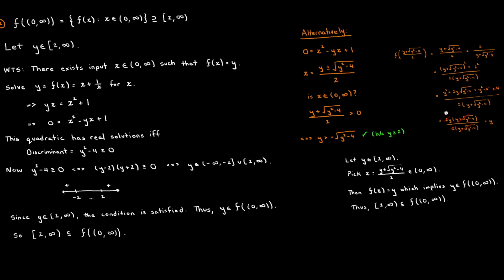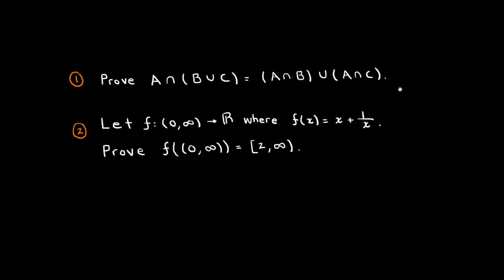So you can do this work. You can show this work. And so this implies that y is a reachable output. So y is in the image of f. And so that is another way to show that the interval from 2 to infinity is a subset of the image. This brings us to the end of this video, where we worked on 2 problems that deal with showing the equality of 2 sets.